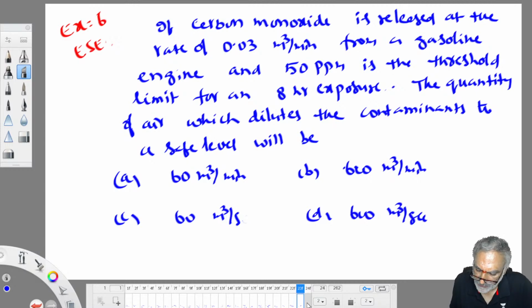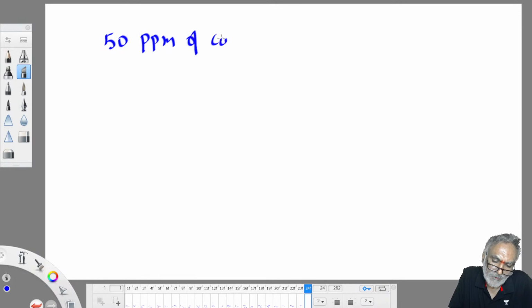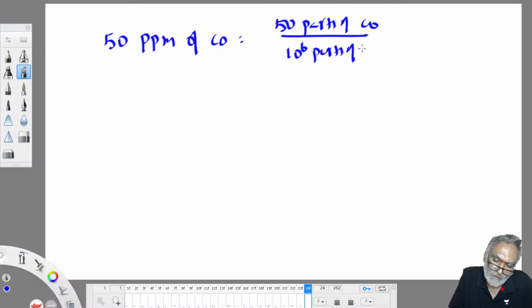Okay. So if you know the definition of ppm, you can answer. To maintain 50 ppm of carbon monoxide means 50 parts of carbon monoxide in 10 power 6 parts of air. So carbon monoxide to air ratio, how much do you have to maintain? 50 by 10 power 6. Understood? That's all. From this you can work out. Simple.